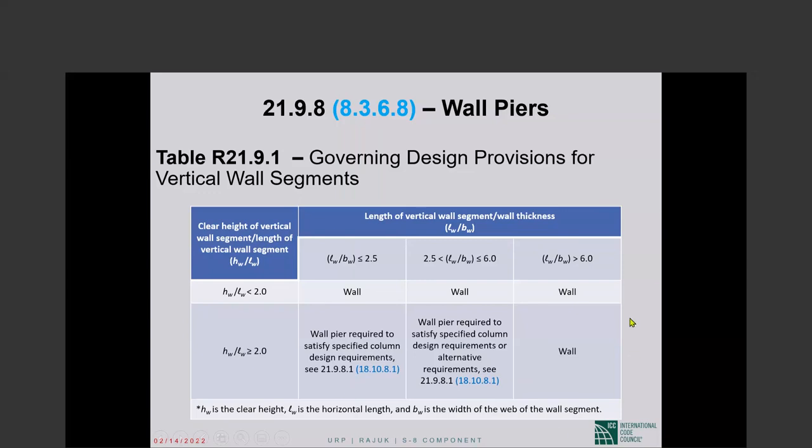If the length to thickness ratio is more than 6, then you have a wall, and you can reinforce the wall segment as a wall. You should not have any qualms about it. That shouldn't give you any problems. However, in between, if the ratio is between 2.5 and 6, now you have a genuine wall pier as defined in 318. Now you will have to reinforce it to prevent shear failure preceding flexural failure. And we give you those requirements in section 21.9.8.